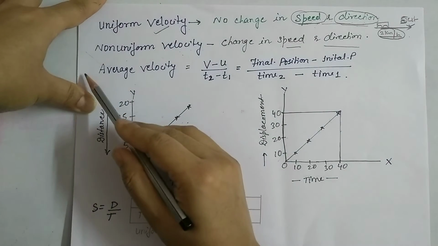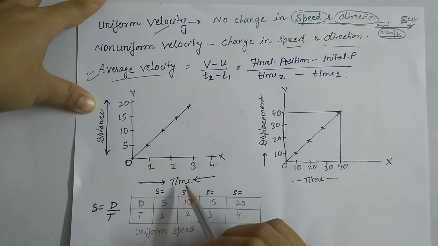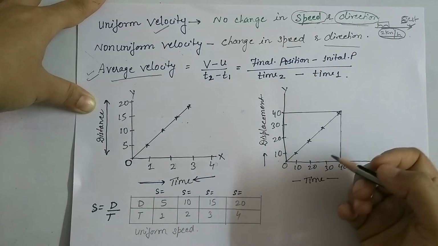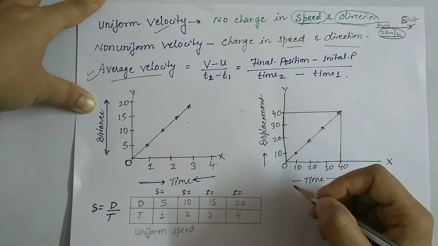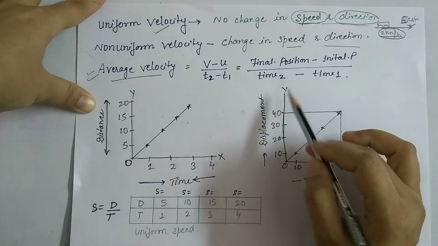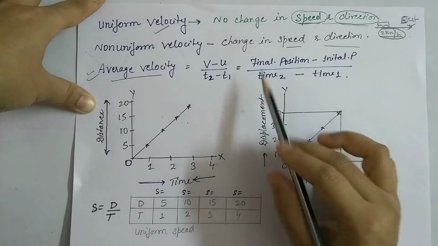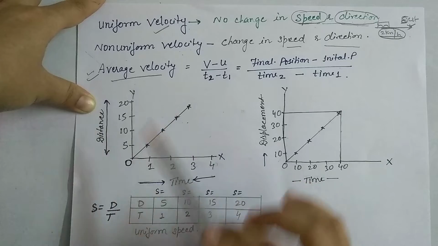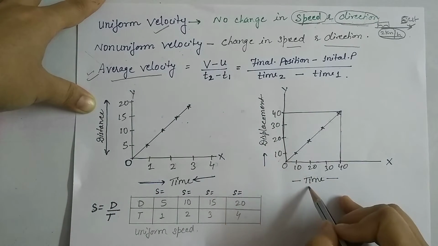Now let's take an example of how to calculate the average velocity. We have understood that the simple way to calculate the average velocity is the total displacement divided by the total time taken. But when we have to calculate it from a graph, or from a given initial and final position, how can we calculate the average velocity? So let's see the displacement and time graph.